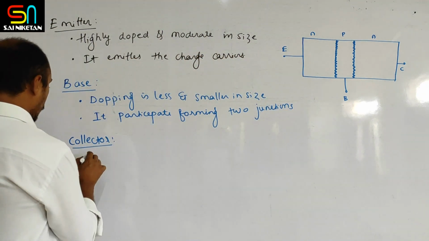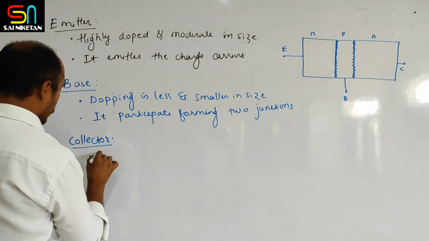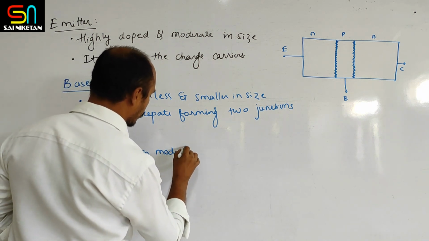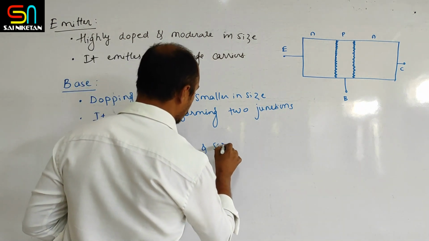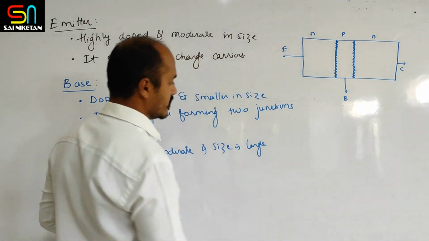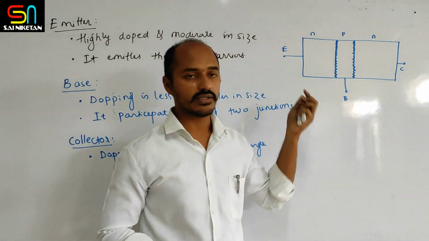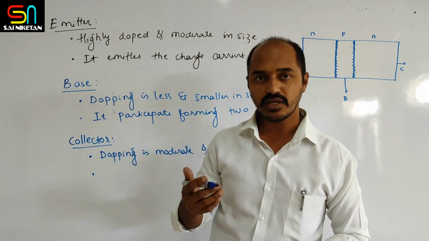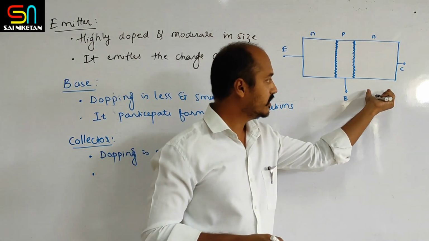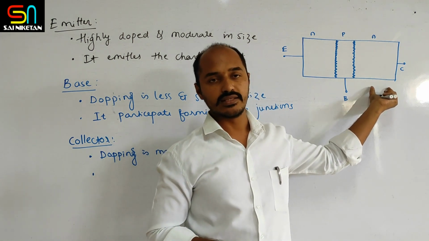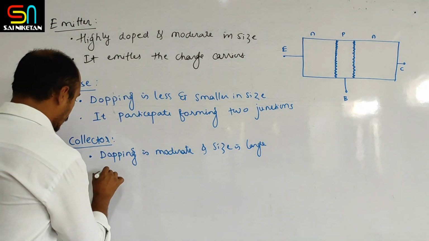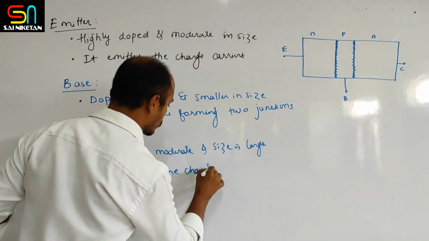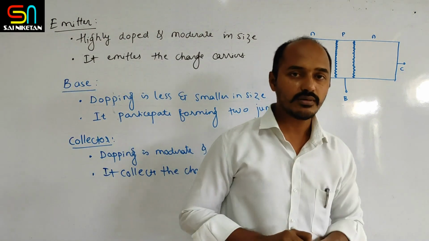So what points do you have to remember? First point is doping is moderate, and size is large. Its size is very large compared to the other two sections. And one more point: as the emitter emits the charges, here in the collector the number of charge carriers is less because doping is less. Hence it collects the charges. It collects the charges. So this is regarding emitter, base and the collector.